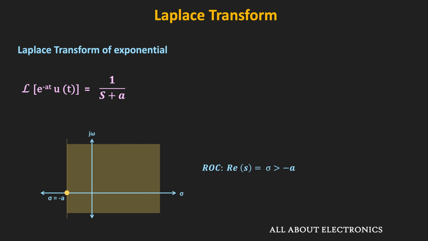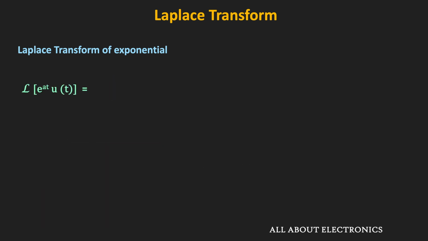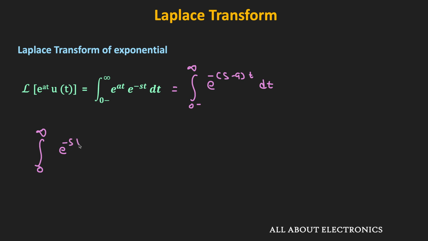So similarly, now let us see the Laplace transform of the function e to the power at. So once again, the Laplace transform of this function can be given as 0 minus to infinity e to the power at times e to the power minus st times dt, and that is equal to 0 minus to infinity e to the power minus s minus a times t times dt. So we have seen that the integration 0 to infinity e to the power minus st dt is equal to 1 divided by s. So in this case, instead of the s, we have s minus a, and therefore over here we will get s minus a.